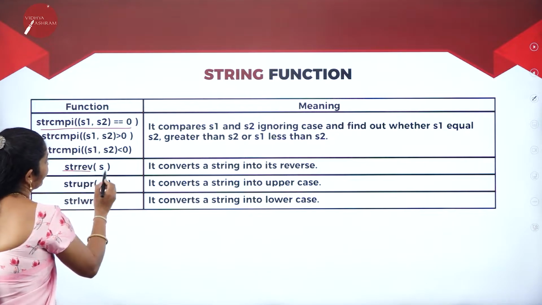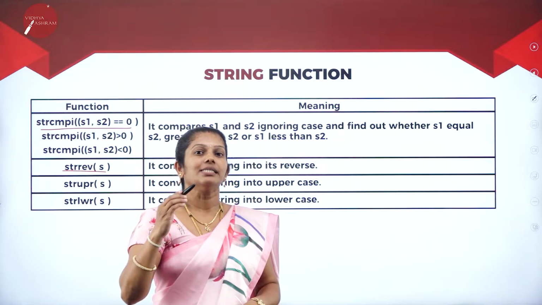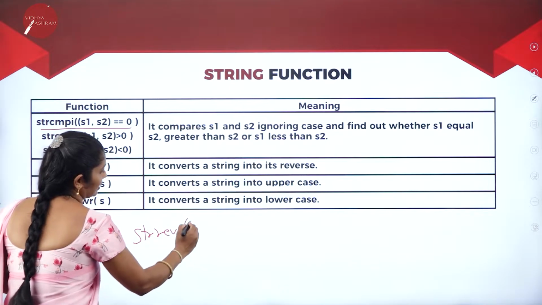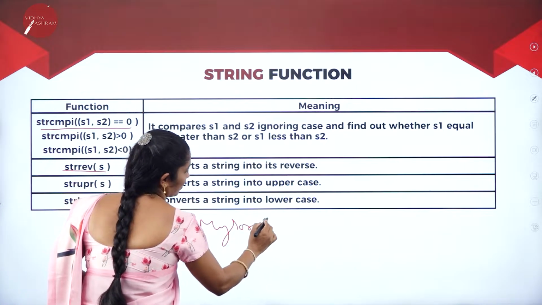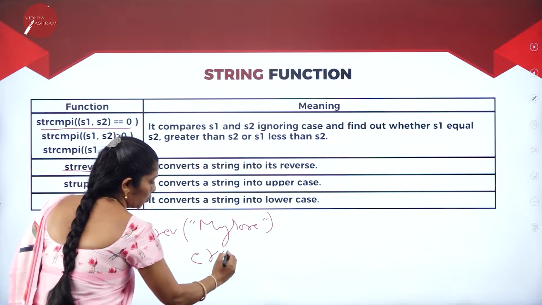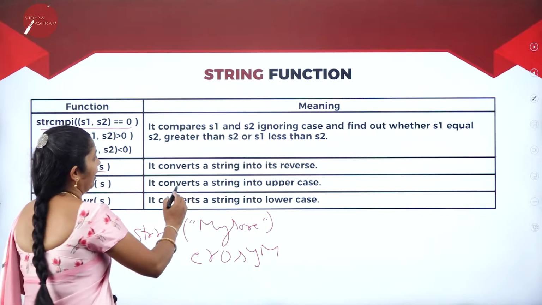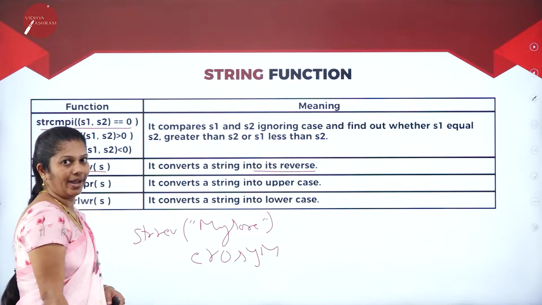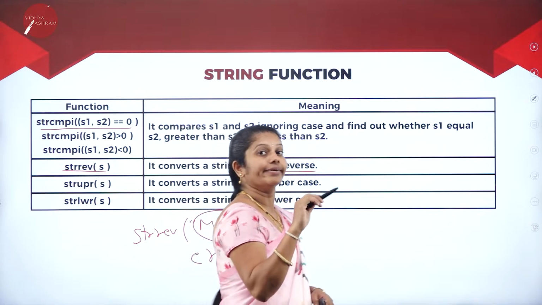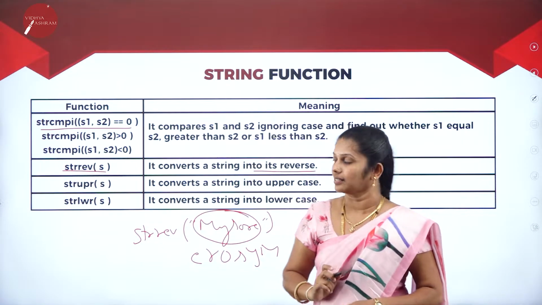And the next one, string reverse function. The name itself suggests it just reverses the given string. For example, here in string reverse, inside the bracket, I am going to write Mysore. Then I am going to get the reverse of this. First it will display E, then R, O, S, Y, M. Like that, it just reverses the given string. It converts a string into its reverse format. While writing, the spelling is S-T-R-R-E-V, string reverse.